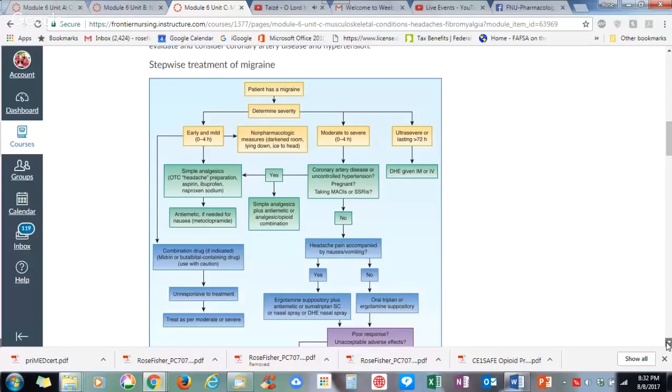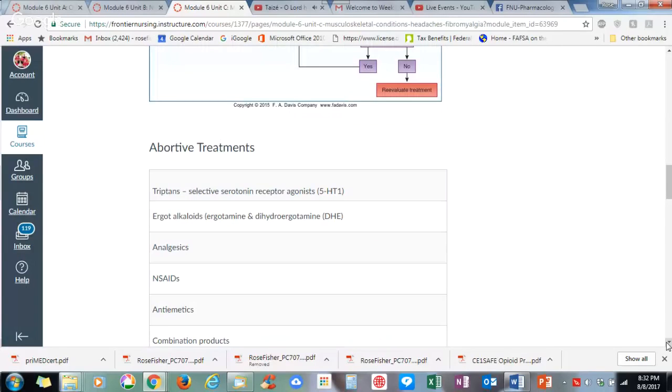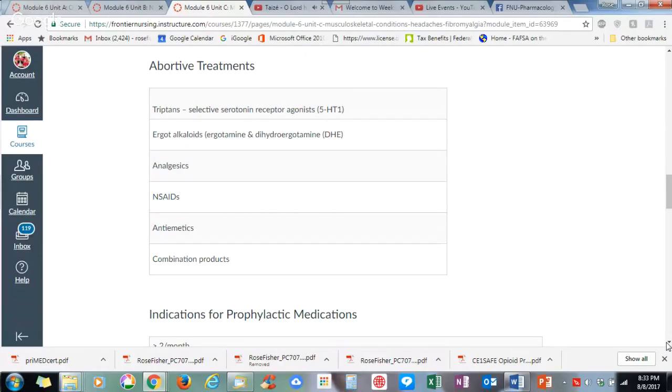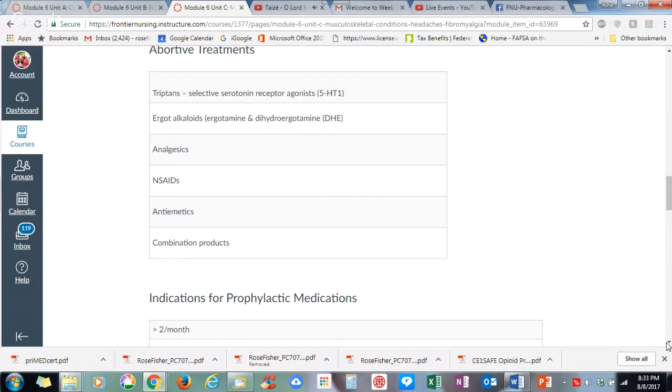And then there's a chart for stepwise treatment of migraine. Typical abortive treatments include triptans, which are selective serotonin receptor agonists. There's ergot alkaloids, such as ergotamine and dihydroergotamine, analgesics, NSAIDs, antiemetics, and combination products.